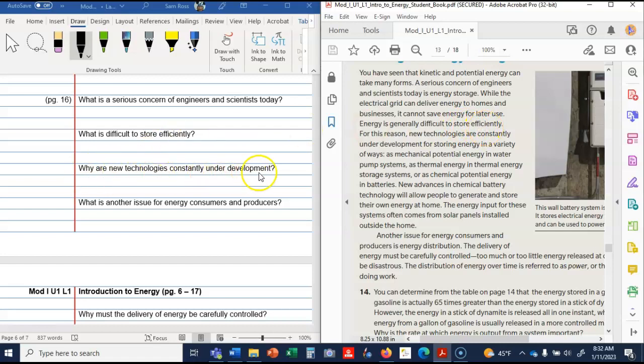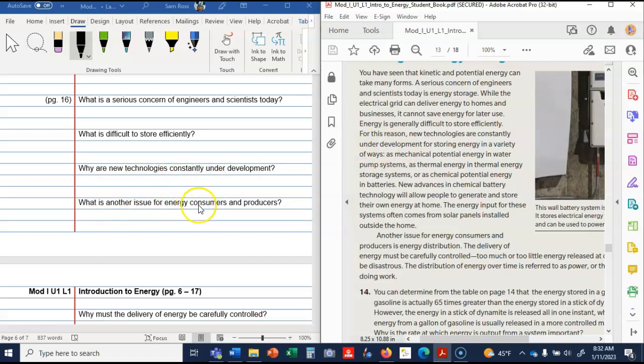Why are new technologies constantly under development? New technologies are constantly under development for storing energy in a variety of ways. Why? Oh, for this reason. New technologies are constantly under development because energy is difficult to store.